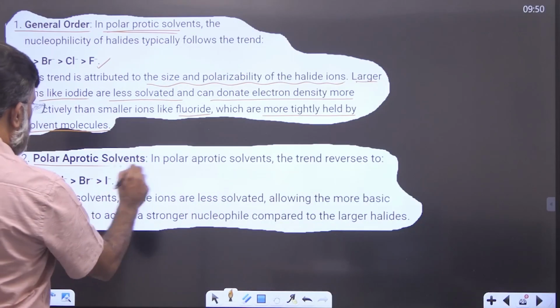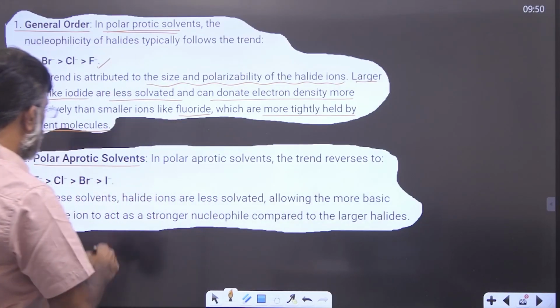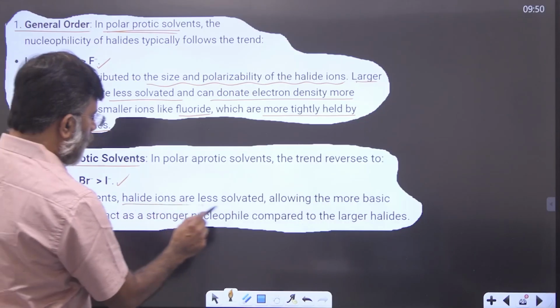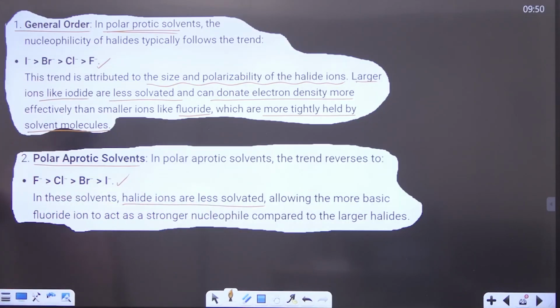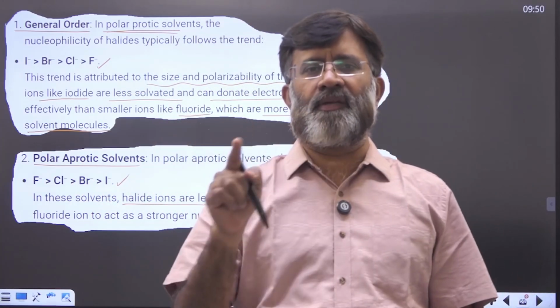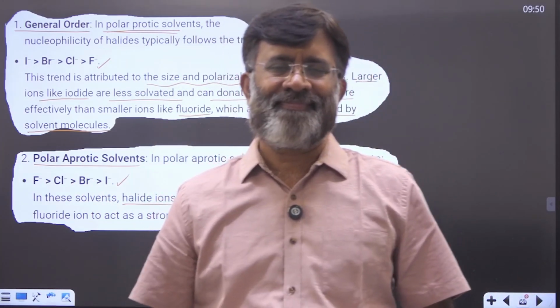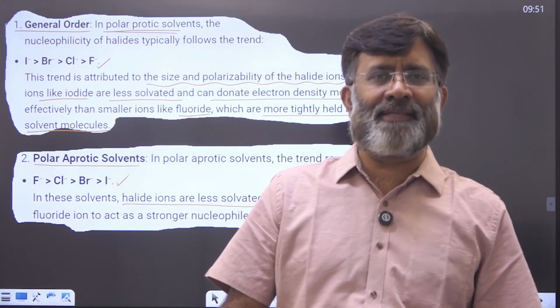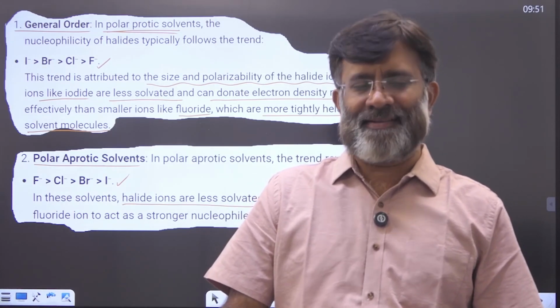While in aprotic solvents, the trend will be reversed. In these solvents, halide ions are less solvated, allowing the more basic fluoride ion to act as a stronger nucleophile compared to larger halides. As all of you know, HF is a weak acid, F minus is a strong base. Okay, right.